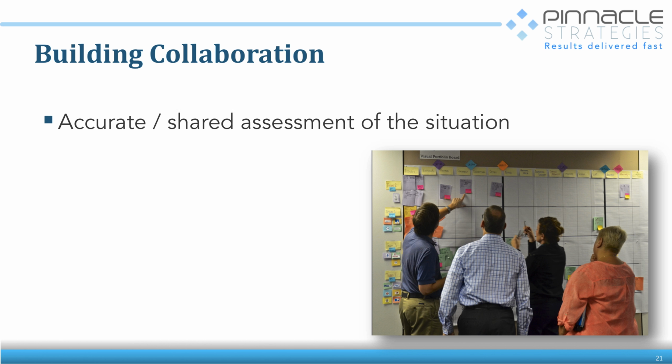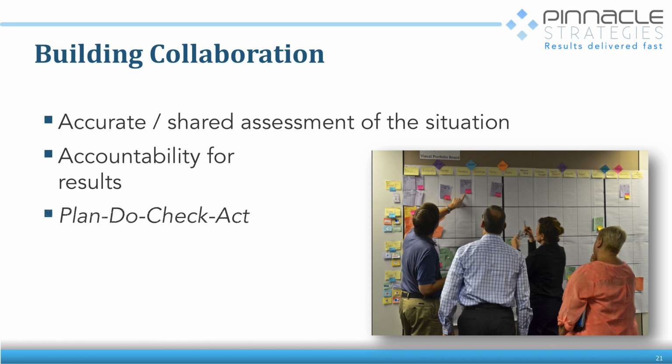So we have to have an accurate shared assessment. We use visual portfolio boards, visual boards, so everybody shares this is where it is, this is the work, and then we also know who is responsible for it. And we follow a very simple process, just plan, do, check, act. This is not rocket science, but it is a systematic way of thinking about how I can build collaboration.